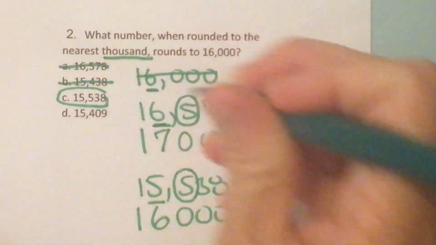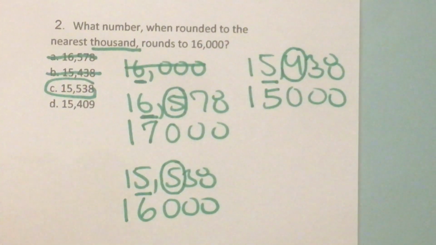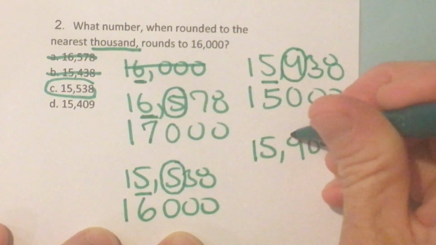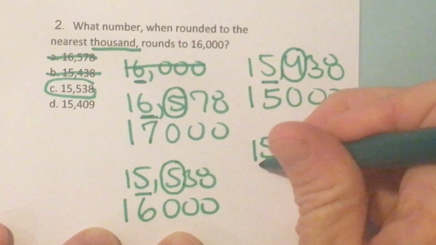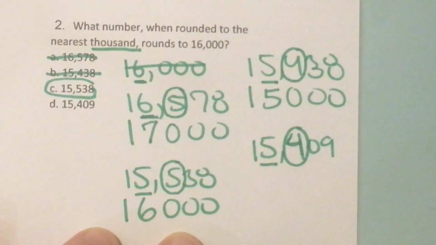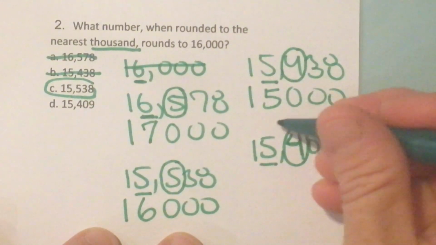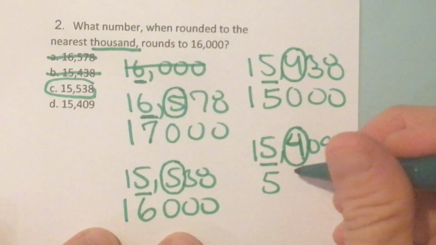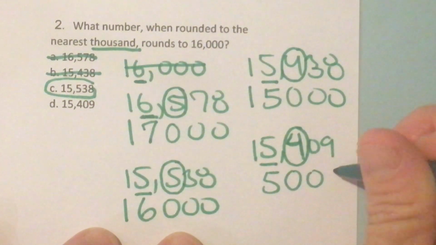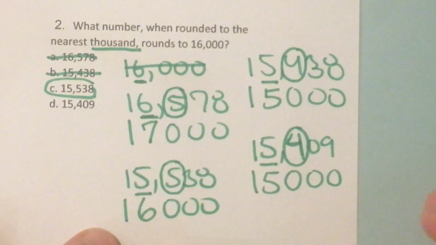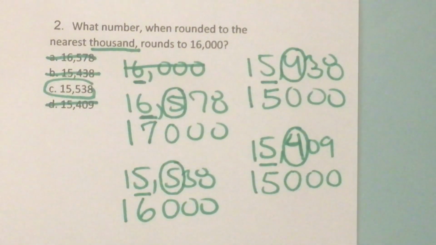I'm going to circle it, but I'm still going to check the last one just to make sure I didn't make a mistake. So D is 15,409. Okay, I'm going to underline my rounding place value, circle my bossy neighbor on the right, and he's going to say, I'm a 4, so stay the same. So my 5 stays the same. Step 3, everything on the right becomes zeros. And step 4, everything on the left stays the same. So this rounds to 15,000. Nope, so C was my only answer.